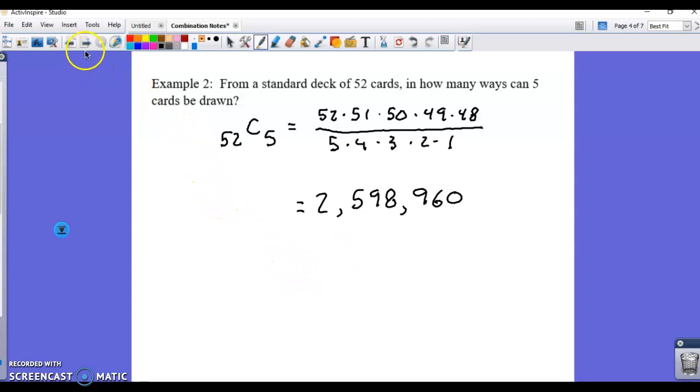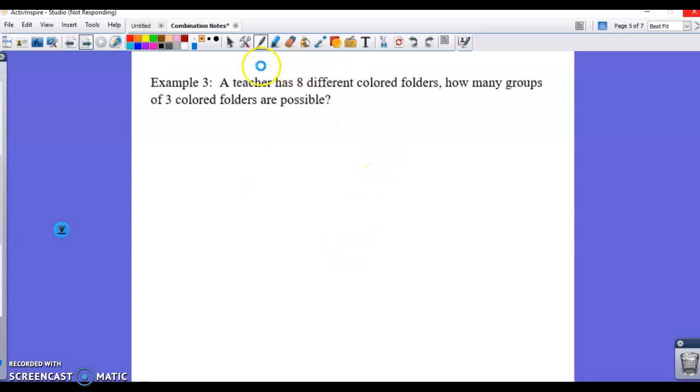All right. Example 3. Okay, a teacher has 8 different colored folders. How many groups of 3 colored folders are possible? That's just 8 choose 3. Which again, you could do multiplication. 8, 7, 6 over 3, 2, 1.